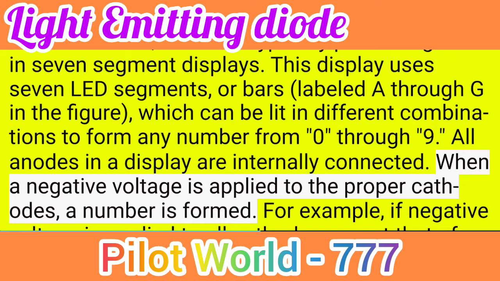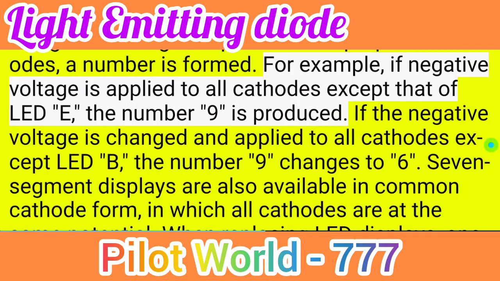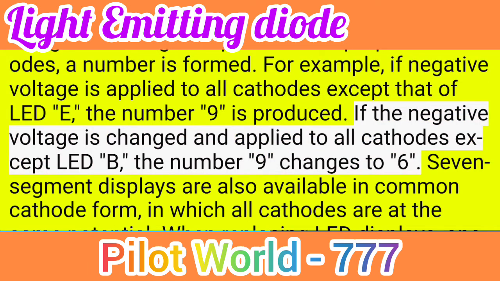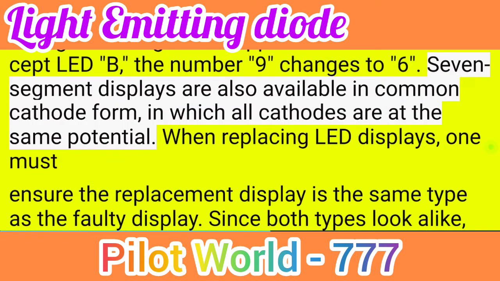When a negative voltage is applied to the proper cathodes, a number is formed. For example, if negative voltage is applied to all cathodes except that of LED A, the number 9 is produced. If the negative voltage is changed and applied to all cathodes except LED B, the number 9 changes to 6. 7-segment displays are also available in common cathode form, in which all cathodes are at the same potential.